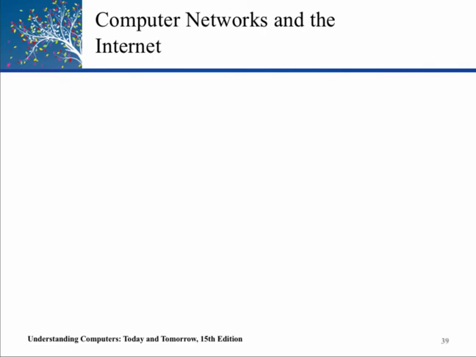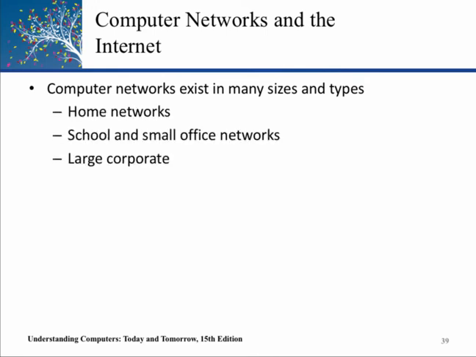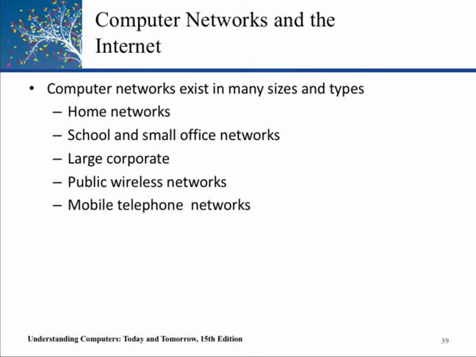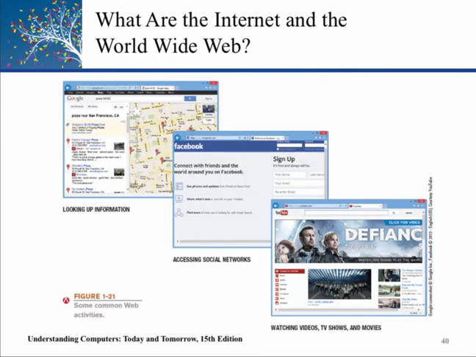So, networks exist in many sizes. We have home networks, school office networks, corporate networks, public wireless networks, mobile phone networks, you name it. And these networks, when we put them together, we get something called the internet. Now, the internet is the biggest network out there, and it is made up of other small networks put together. Okay. Now, the internet has something called the internet backbone. We cover that in the book. I want you to take a look at it.